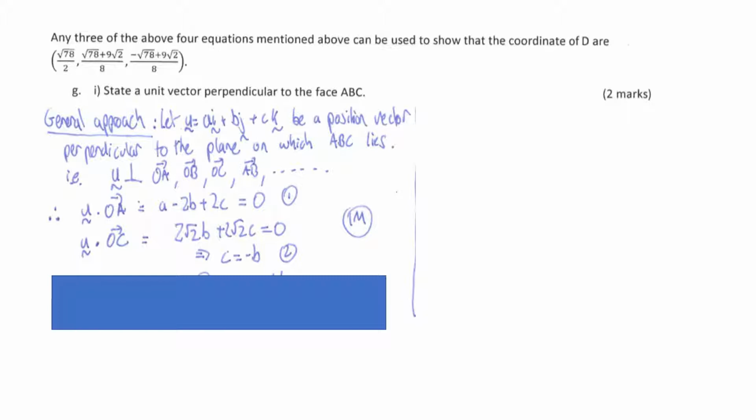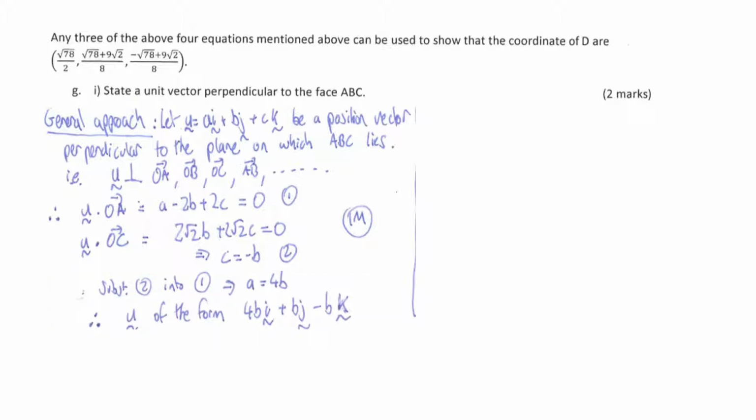So what that means is I can replace C with minus B in the above expression, and I have a link between A and B. So C will be minus B, A will be equal to 4B. That means any vector that runs perpendicular to the face ABC will have that general form. You can replace B with anything you like.